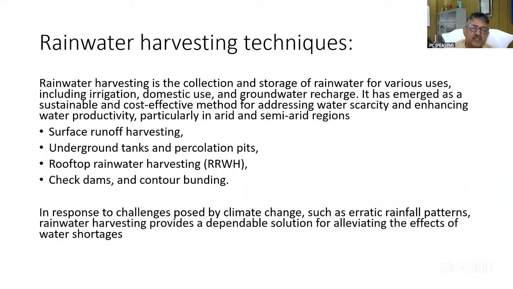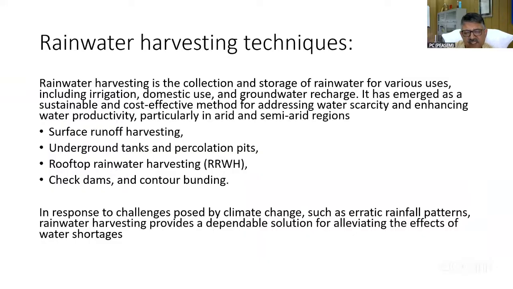And then, of course, rainwater harvesting techniques. We are still not harvesting the rainwater. You'll see that people, particularly where pumping arrangements are there, are not harvesting the rainwater. It has to be harvested.